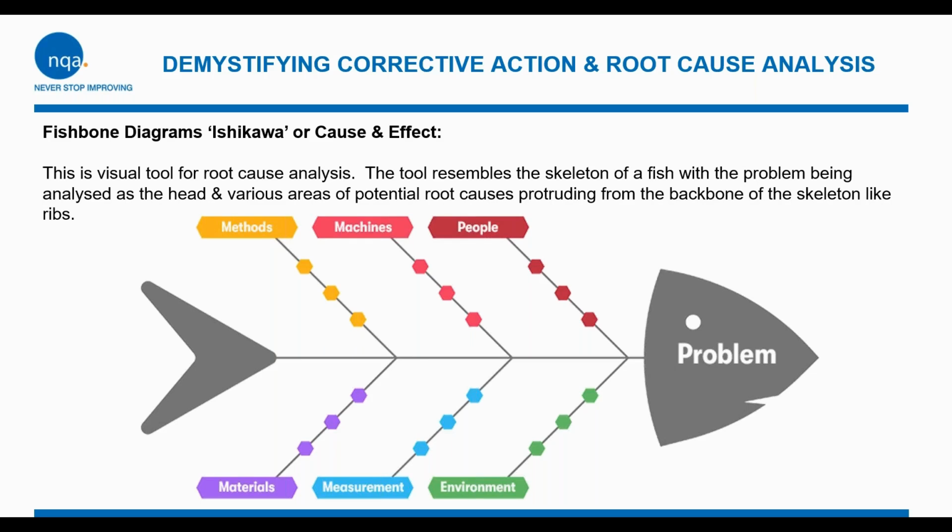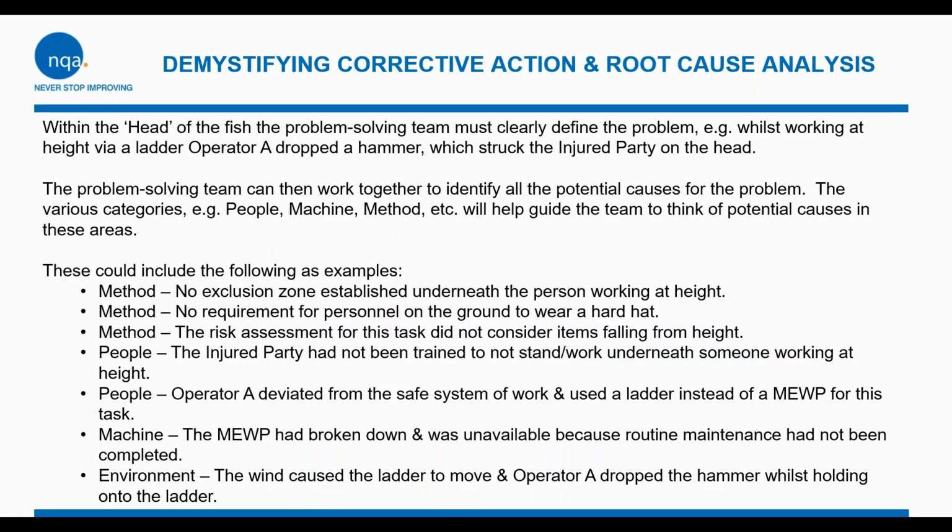A bit more complicated, a root cause analysis tool, Ishikawa or Fishikawa, as you can see why, cause and effect. It's a visual tool for root cause analysis. The tool resembles the skeleton of a fish, as you can see, and potential root causes can be categorized by areas: methods, machine, people, materials, and so on. So within the head of the fish, you define the problem. You must clearly define it.